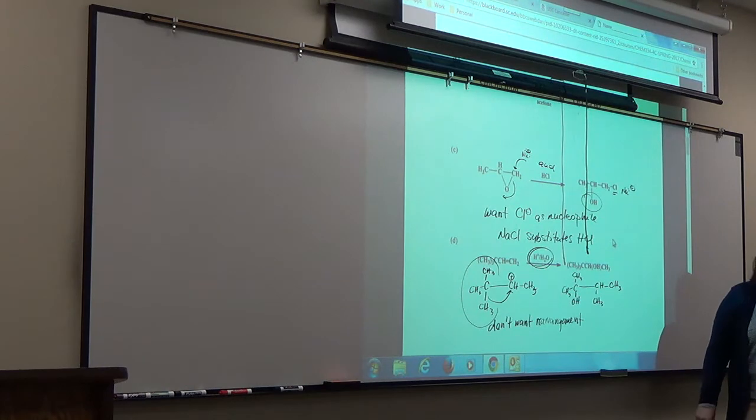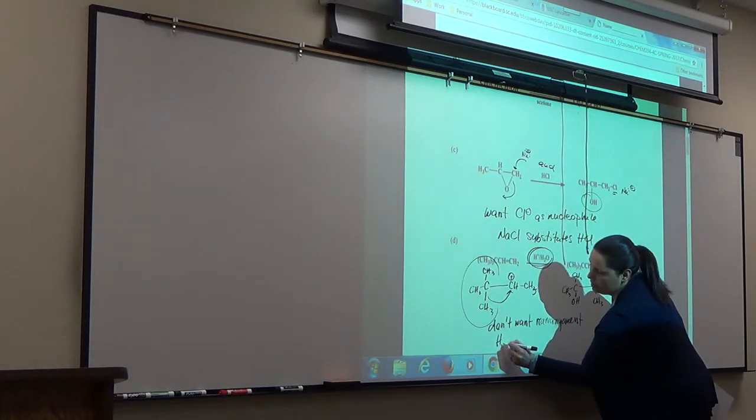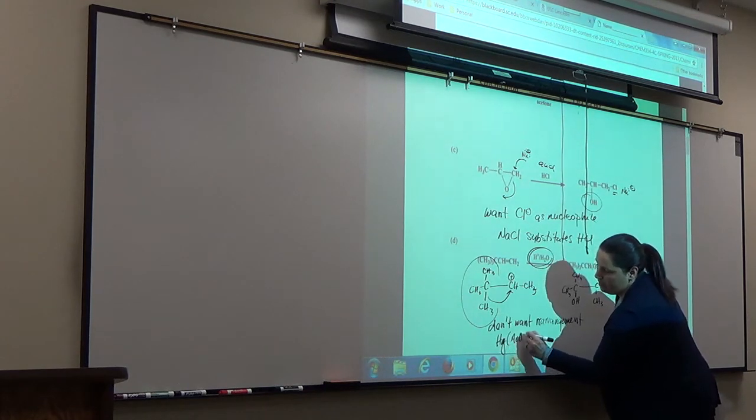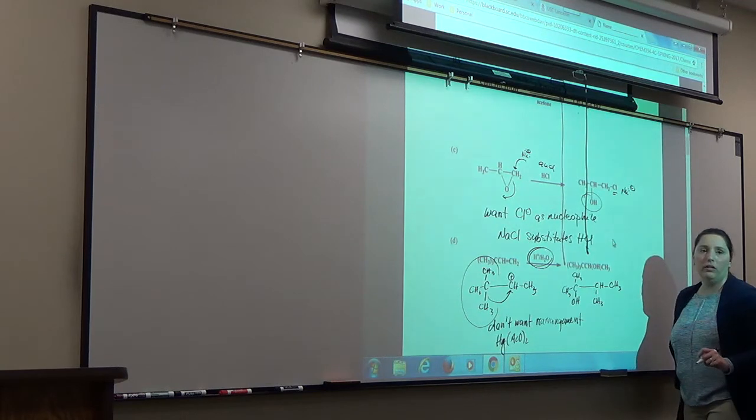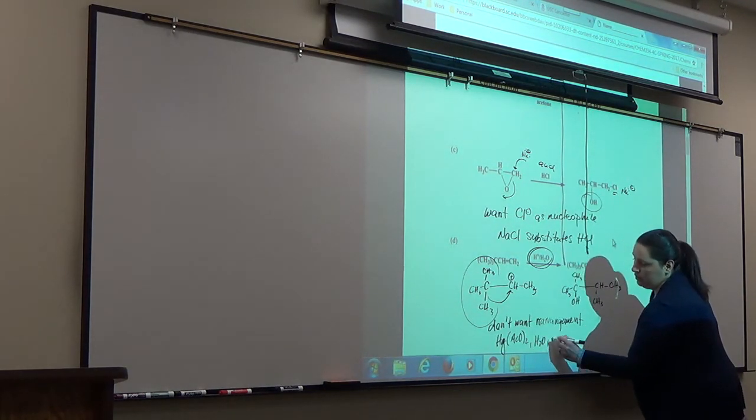It's oxymercuration followed by reduction. So it's Hg with the acetate, followed by H2O, and then underneath the arrow is NaBH4, reduction.